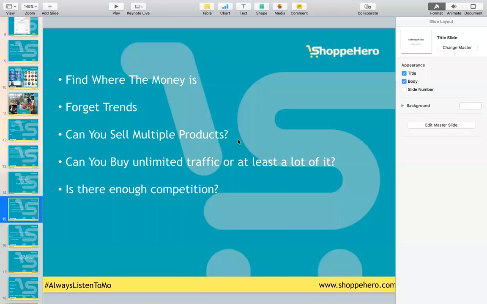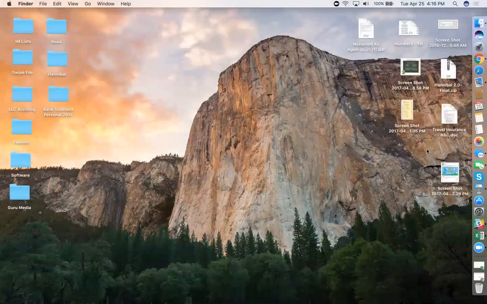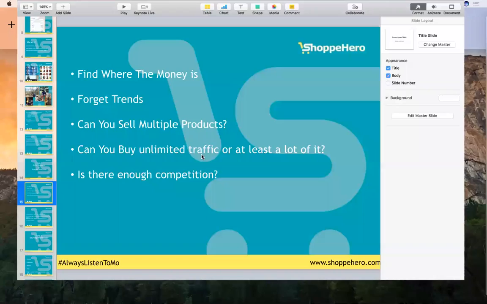So if you only have one product, yes, you can sell it. Yes, you can make money with it. But if you are in it for the long run, you need to choose a market with multiple products that you can sell. Is that clear for everyone, this point? All right, awesome. That's a lot of yeses there.